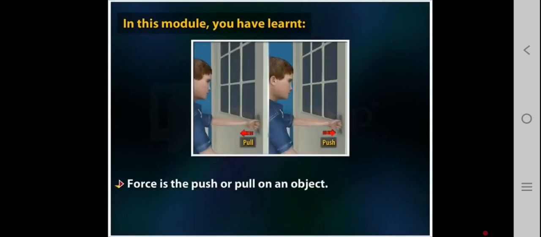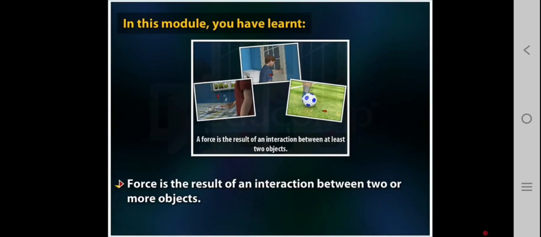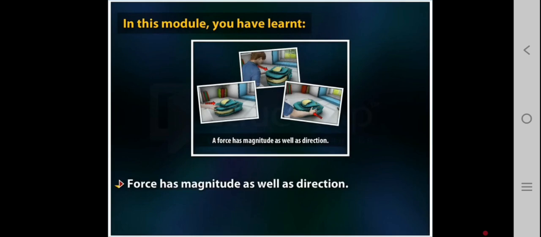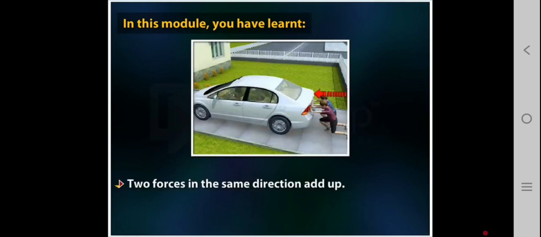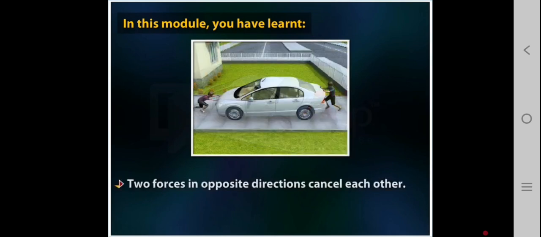In this module you have learned, force is the push or pull on an object. Force is the result of an interaction between two or more objects. Force has magnitude as well as direction. Two forces in the same direction add up. Two forces in opposite directions cancel each other.